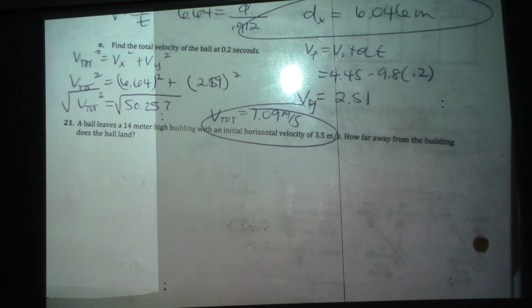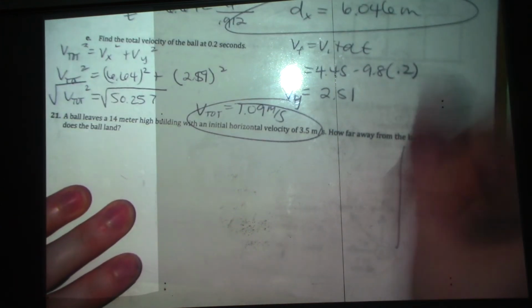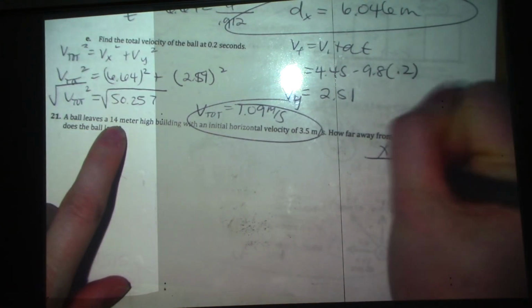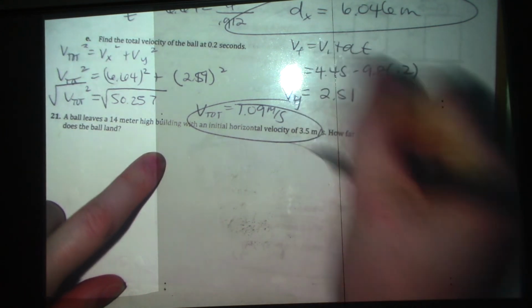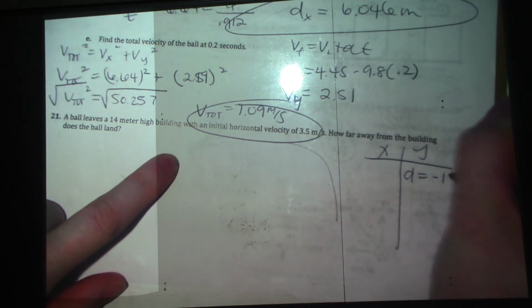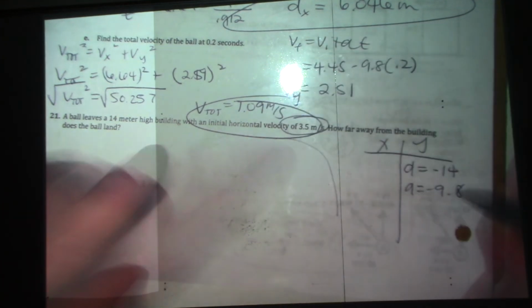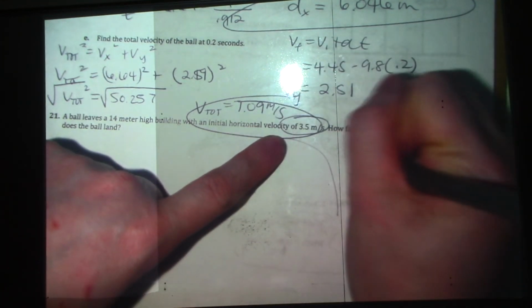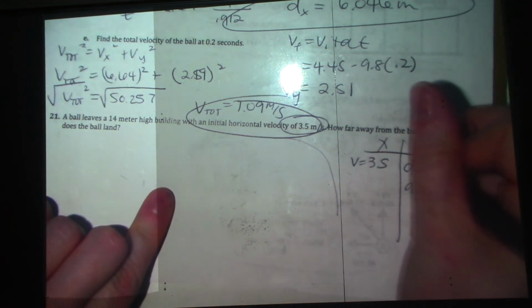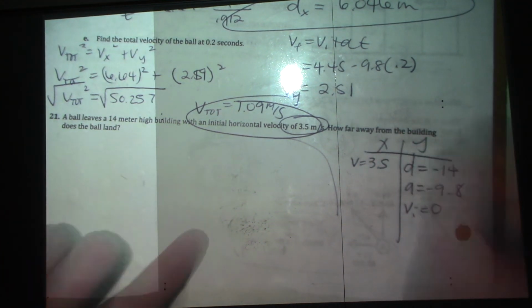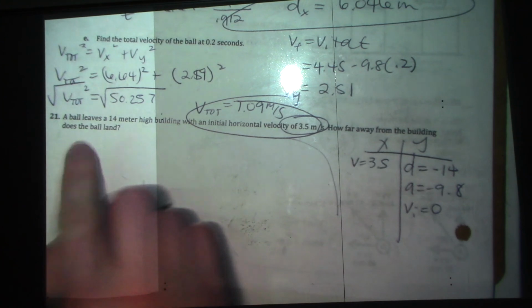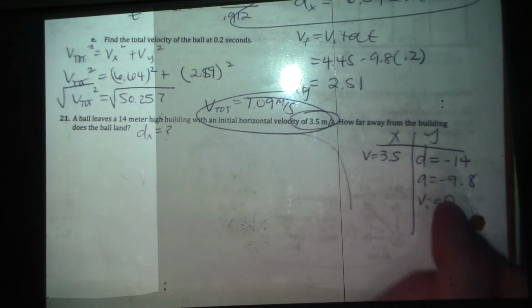A ball leaves a 14-meter high building, so that is a distance for y, and it's going to go off the building, so it's going to go down 14 meters. Of course, you have acceleration, and the initial horizontal velocity, meaning x velocity, is 3.5. For a horizontal projectile, v_i would be 0 here. How far away does the ball land? That is an x distance that I'm looking for. So first you're going to use this side to get time.